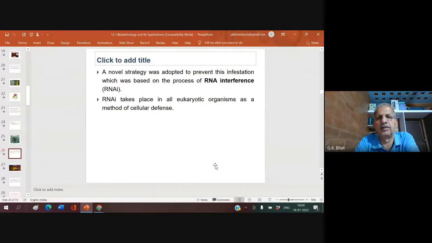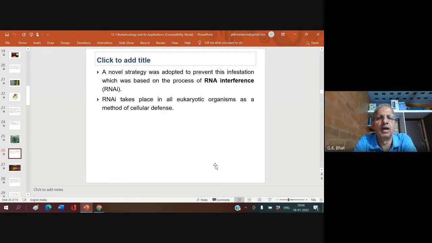A novel strategy was adopted to prevent this infestation, which was based on the process of RNA interference. RNA, small i, RNA interference. You'll be asked a short note on what is RNA interference. RNA interference is interfering in the formation of RNA. So a novel strategy was adopted to prevent this infestation, that means infestation or infection of this particular plant by the nematode worm.